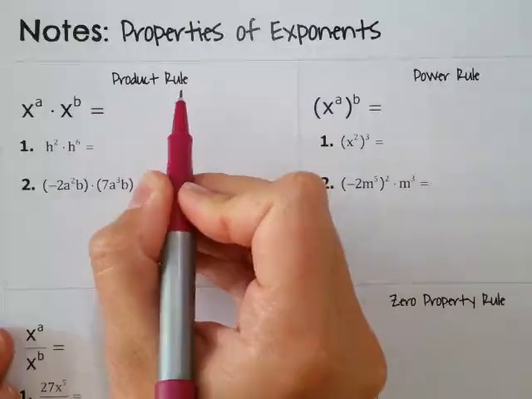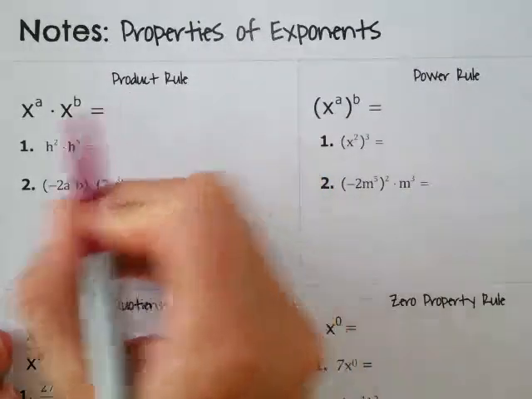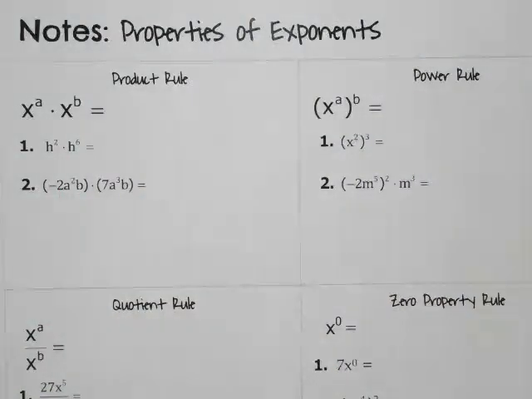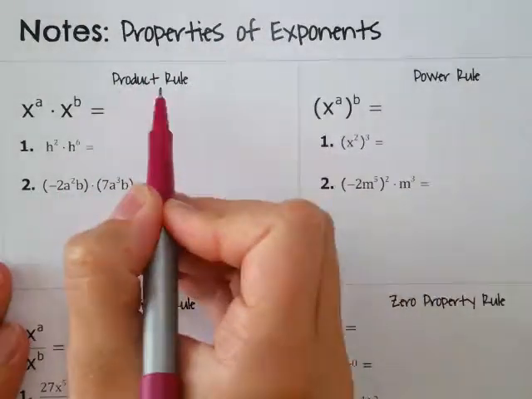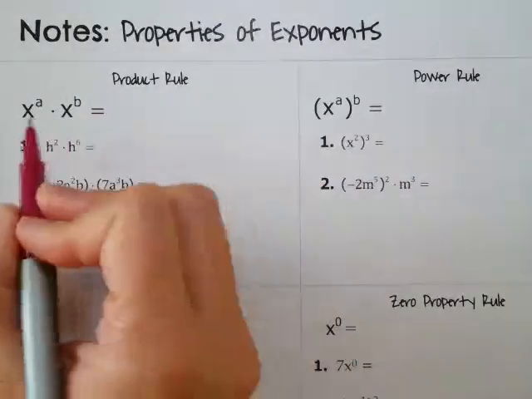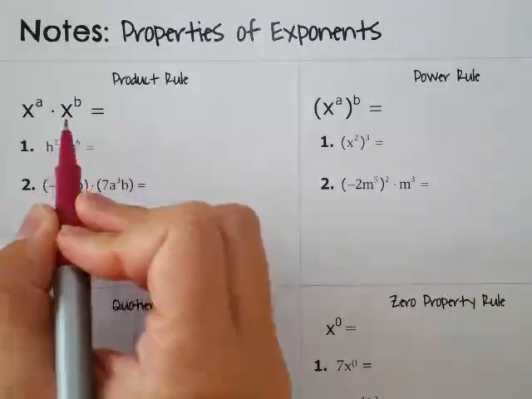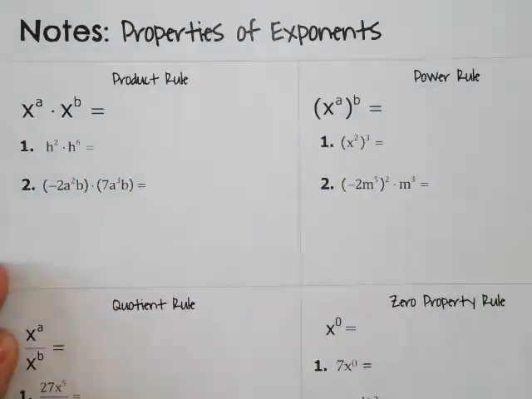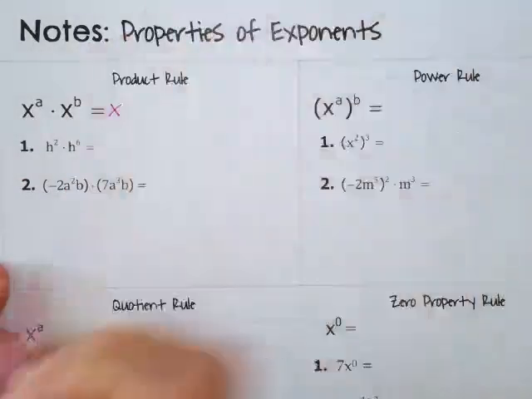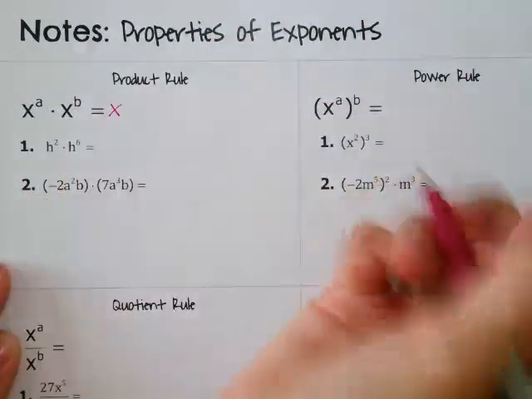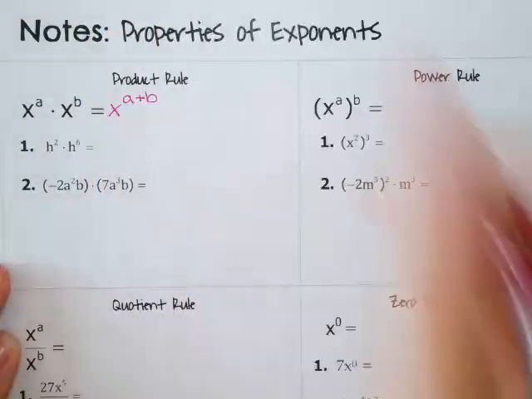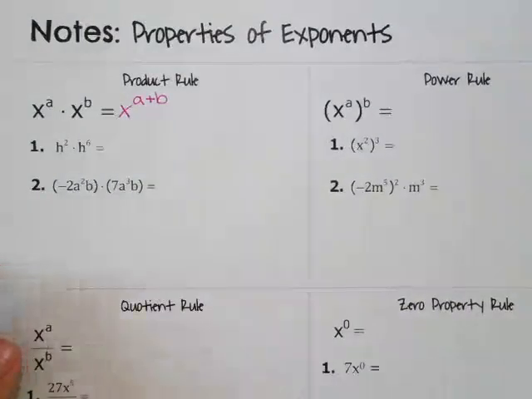The first one is the product rule. Product means multiplication. So as you see in each of the examples here, we're multiplying terms together. In the product rule, the bases are the same. The bases are going to be our variables that are the exact same. They are both x. So the product rule, you keep the base x and we add the exponents together. So it's going to be the base x raised to the a plus b is our product rule.